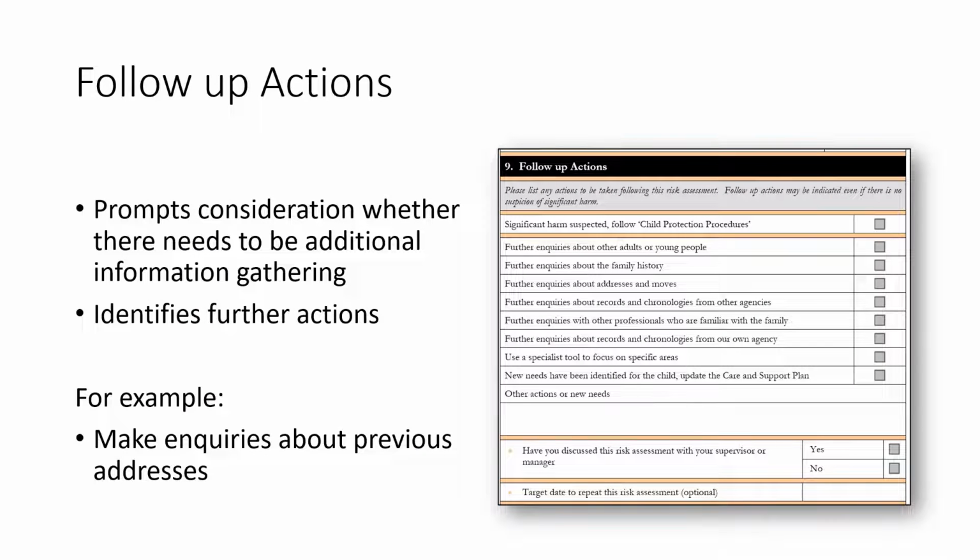Section 9 identifies any follow-up actions that have been identified as a consequence of completing the risk assessment. This may include areas from the assessment where your information was insufficient. An example would be to inquire about other adults living at the address, or to use a specialist assessment tool to focus on a specific area.